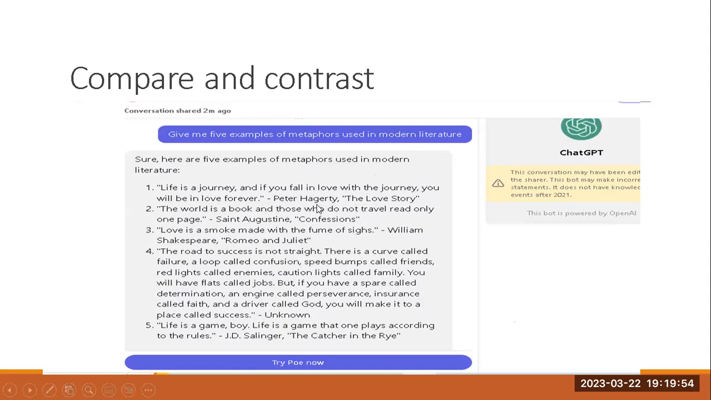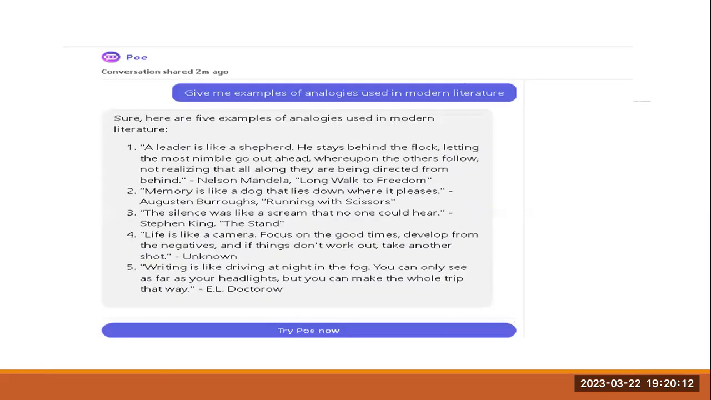You have to notice that these citations are sometimes not correct, but for the purpose that I'm using it, I don't care about the citation. I will not use it. But if you care about the citation, you have to double check it. Many people say that the citations are not accurate. Okay. And then I asked him the same question, but I wanted analogies. Then it gave me all these examples.